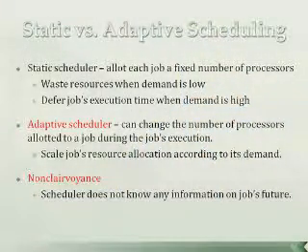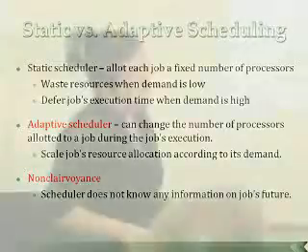To schedule adaptively parallel jobs, we may use a static scheduler, which allots each job a fixed number of processors. But the issue here is obvious: it may result in wasting resources when the job's demand is low, or it can delay the job's execution time when the job's demand is high. What's the solution here? That's where adaptive scheduling comes into play. An adaptive scheduler can change the number of processors allotted to a job during the job's execution. When the job's demand is high, it can increase the allotment. When the job's demand is low, it can decrease the allotment.